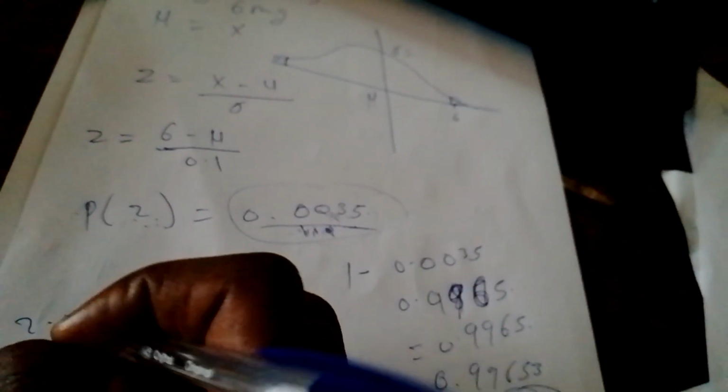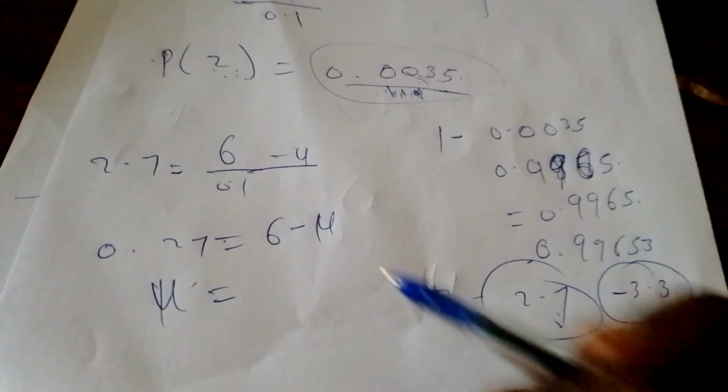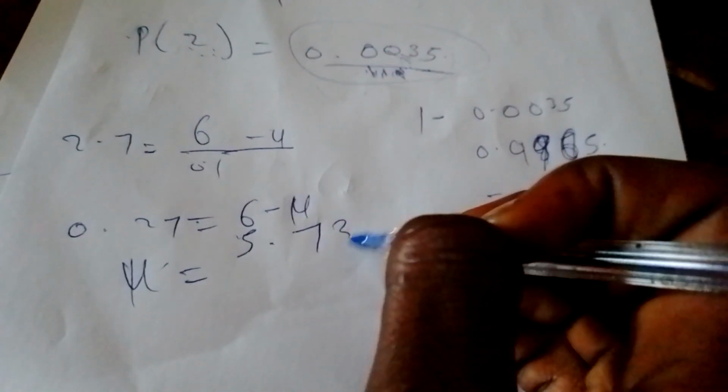So 2.7 will be equal to 6 on 0.1 minus mu. So you multiply it and you have 0.27, right? And then what else? So 0.27 equals 6 minus mu. Okay, then we get our mu equals that. So you take this one here, bring down here, that'll be 5.73.